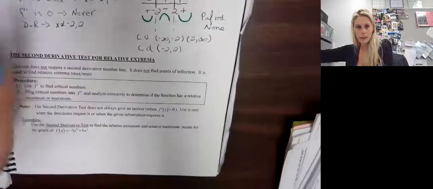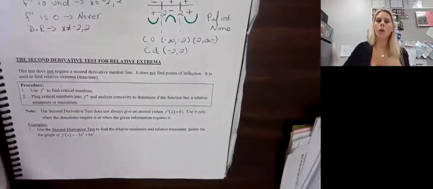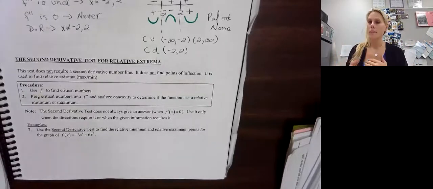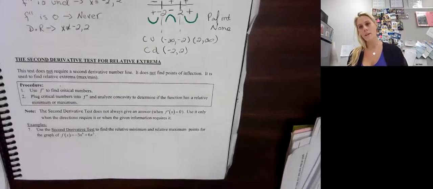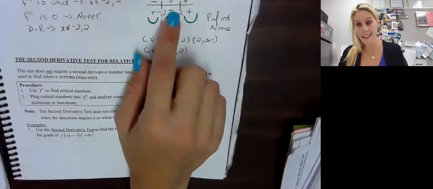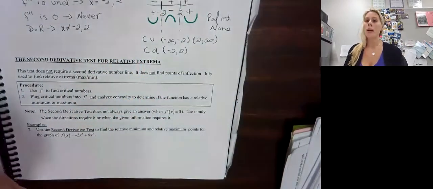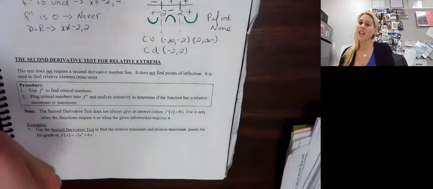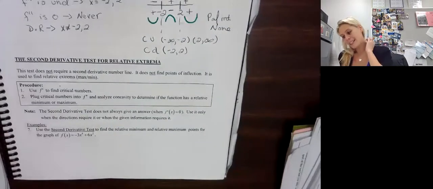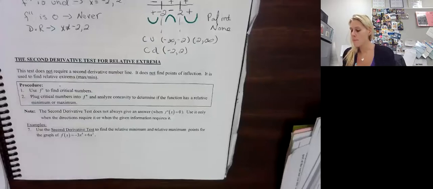All right, one more thing, guys. The second derivative test for relative extrema. Remember, relative extrema is your relative max and min. So how can we use our second derivative to help us find max and min, especially when the second derivative is supposed to tell us where we're concave up, concave down? Okay? So this test does not require a second derivative number line. It does not find points of inflection. It is used to find relative extrema. That's what I just said, max and min.